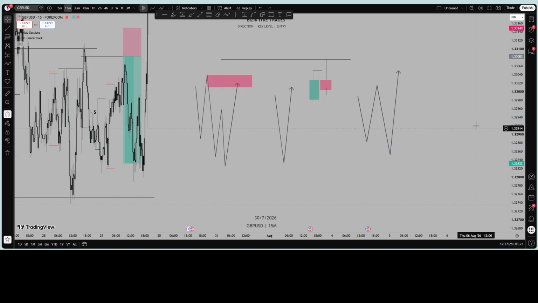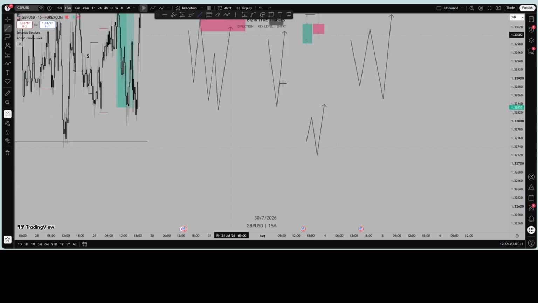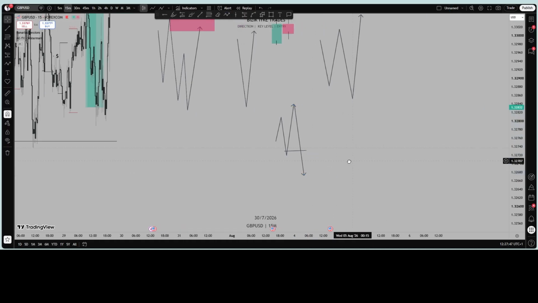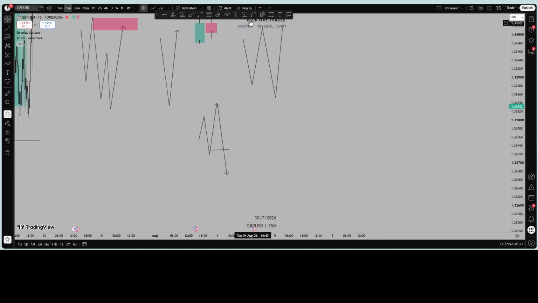Now let's say we are pushing to the upside, right? A lot of people are already buying from here. What they are going to do is take out these lows. It's going to come in two ways, right?